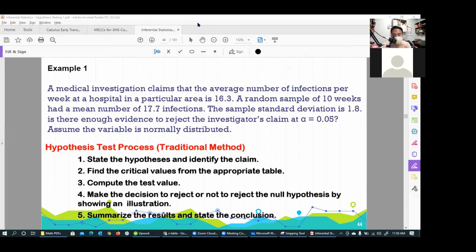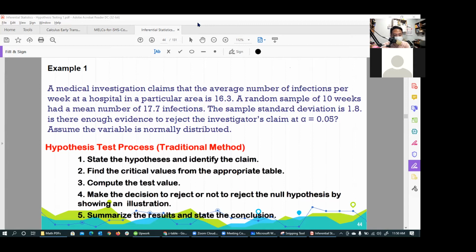Another requirement is that the sample standard deviation is given. The population standard deviation is unknown. You don't know the population standard deviation here. Do you agree? Naa bay nakabutang nga population standard deviation? Wala. What we have instead is the sample standard deviation. This gives us an idea that we are going to be using the t-test, not the z-test. The steps will still be the same, guys. It's just that the type of test is different.